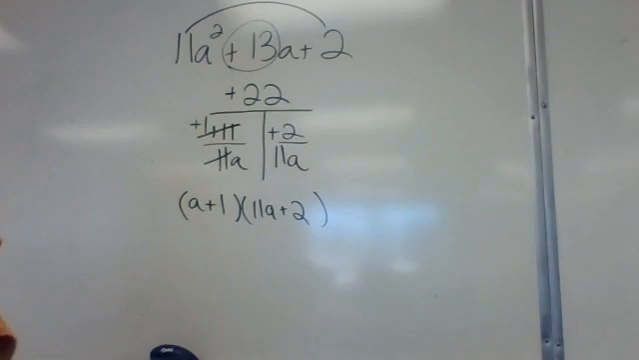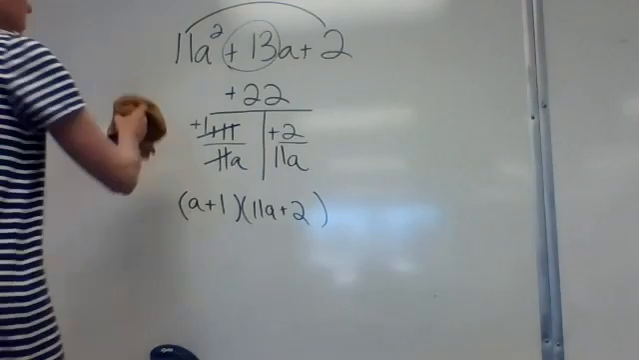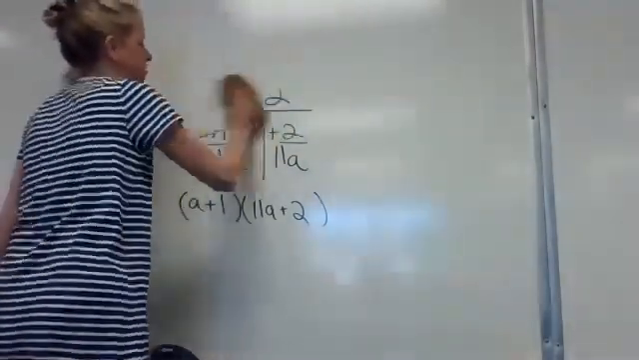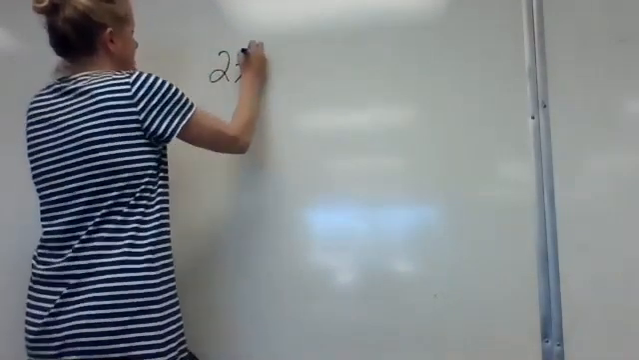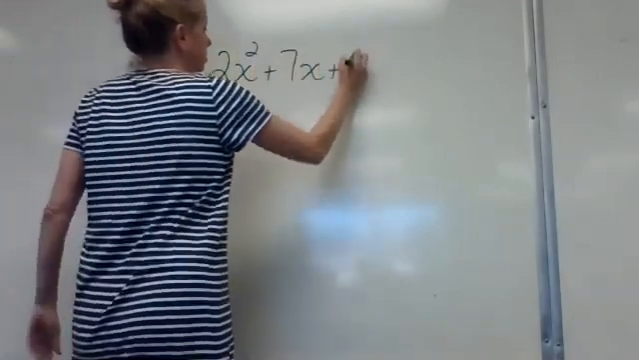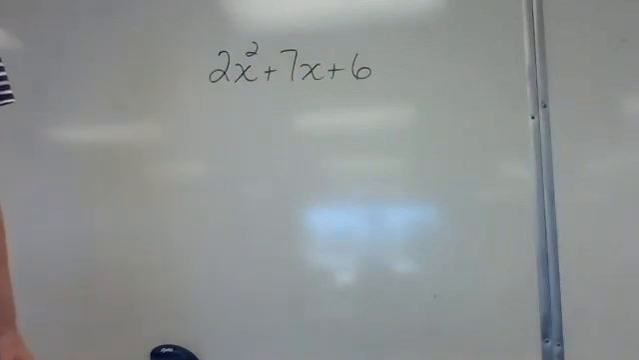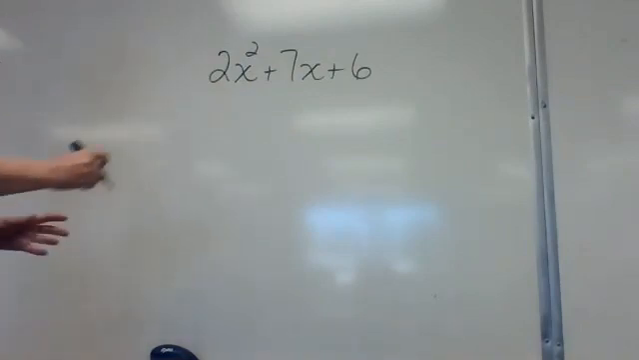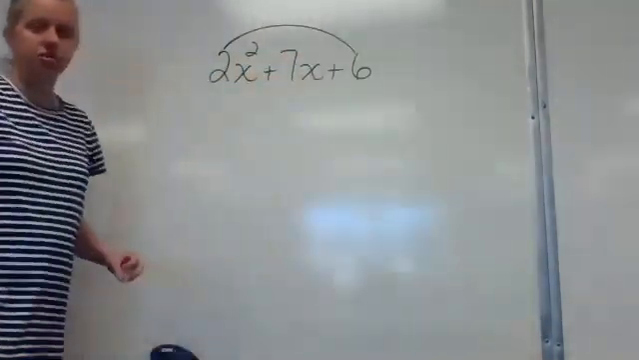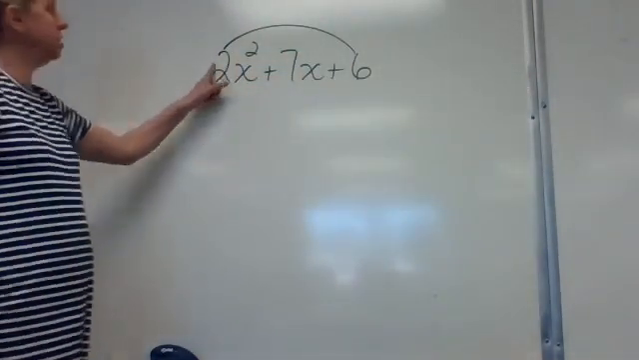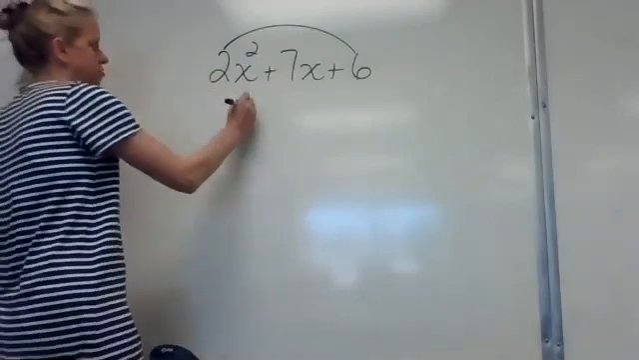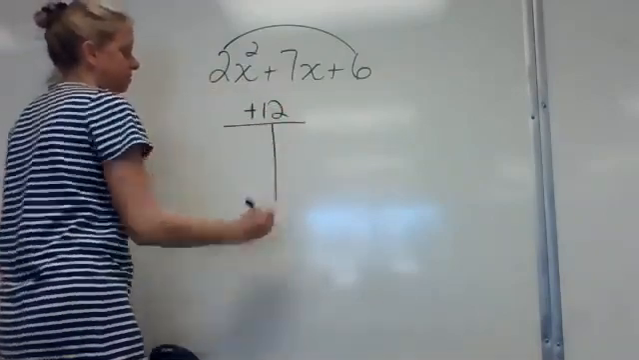Right, number 5, same thing. 2x squared plus 7x plus 6. My outer: 2 times positive 6 gives me positive 12.